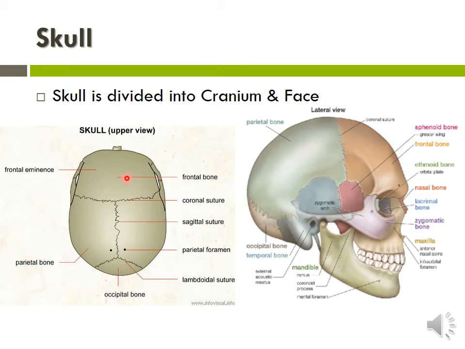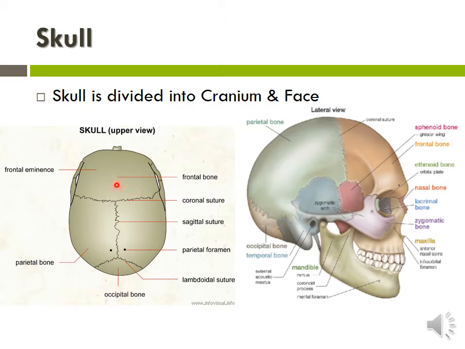So you can see that it is not a single bone. It is made up of multiple bones. And before we go into that, the skull is divided into cranium and face. This is the cranial part and this is the face or facial part. Now this is a view from the superior or upper portion of the skull.